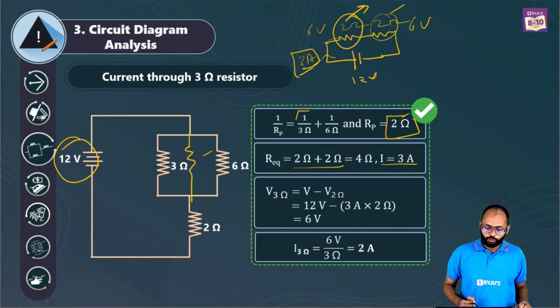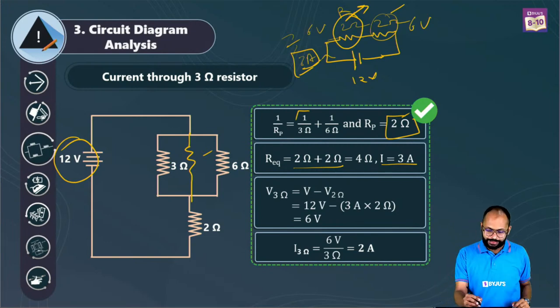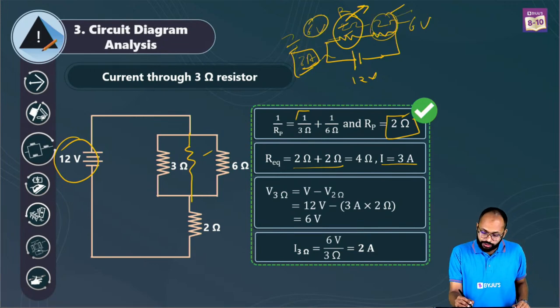3 amperes, 2 ohms. This is current. This is resistance. How much voltage is getting dropped on that resistance? It is I into R, 3 into 2, that is 6 volts. On the second one, that is I into R, 3 into 2, 6 volts.